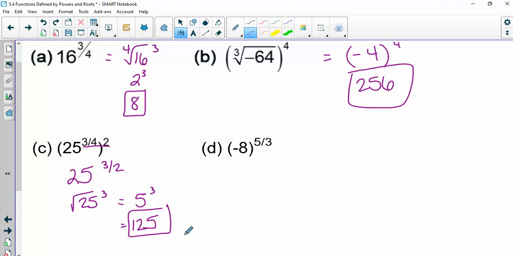D. So negative 8 to the 5, that means the cube root of negative 8 to the 5th power. So the cube root of negative 8 and negative 2 to the 5th. Alright. Are there any issues with these types of problems?